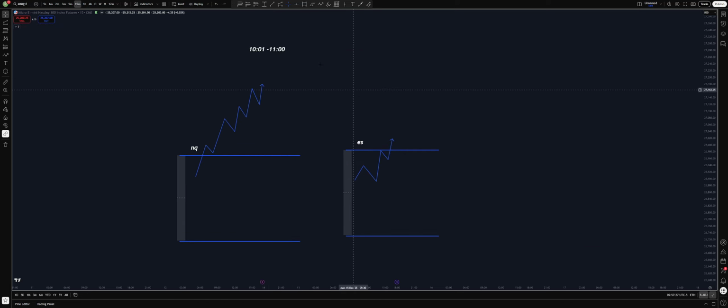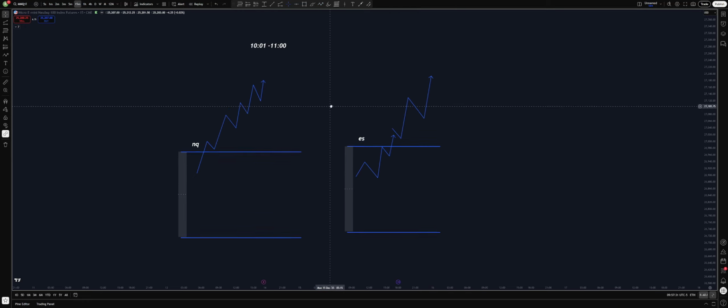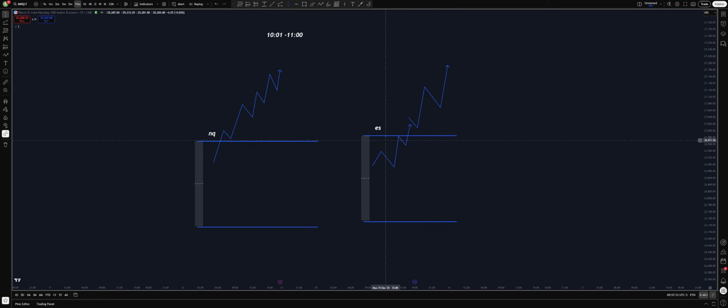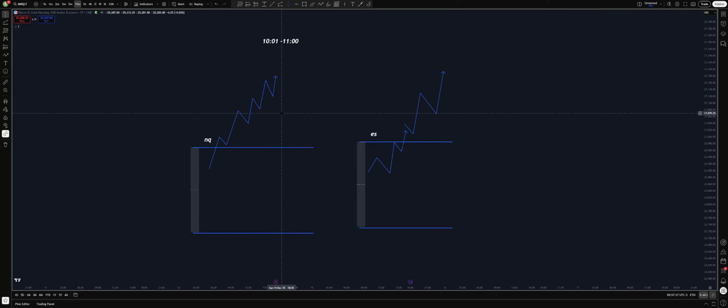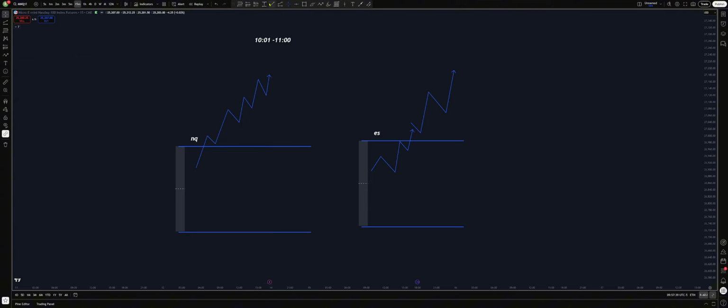We need to have an SMT with ES. So in this case, we do not care about the correlation, whether ES is above the range or below the range, because we are looking for a reversal, right? We're looking for a reversal. So we need to have an SMT, right?